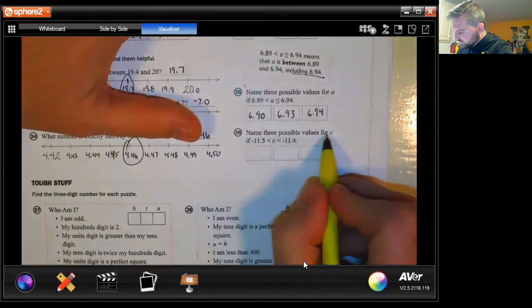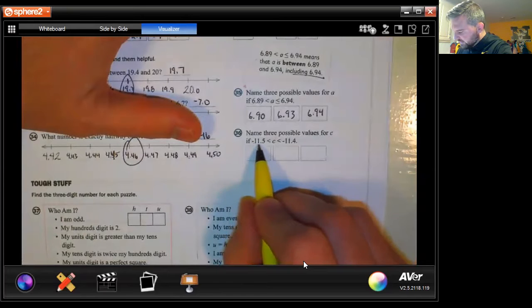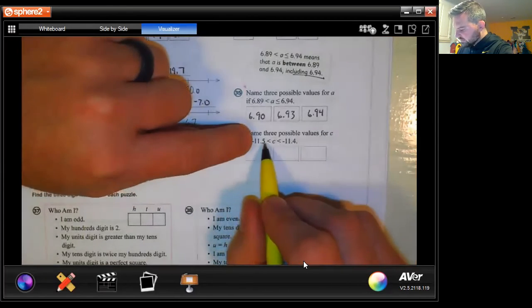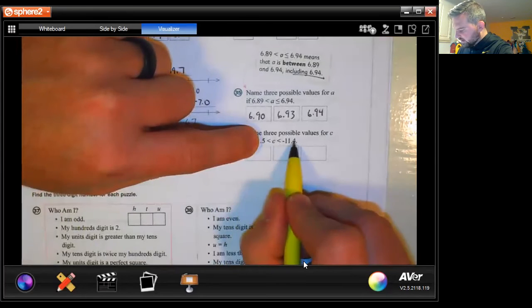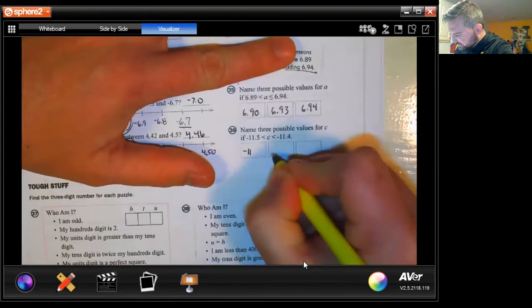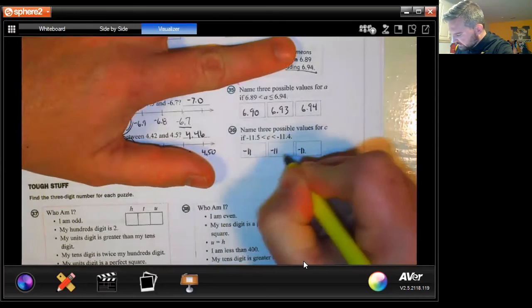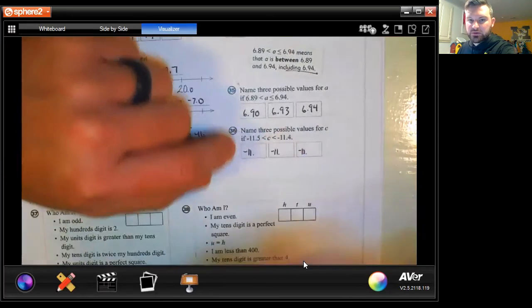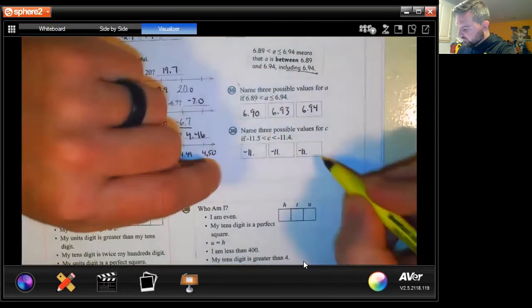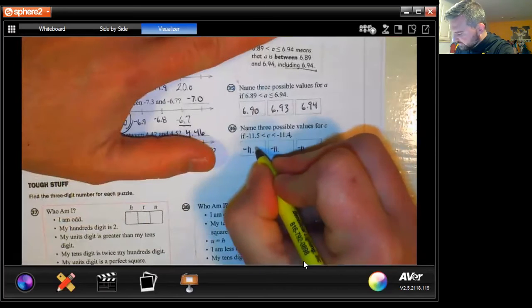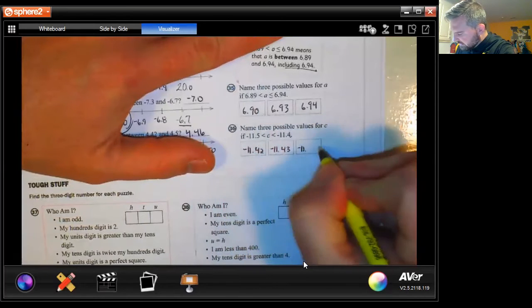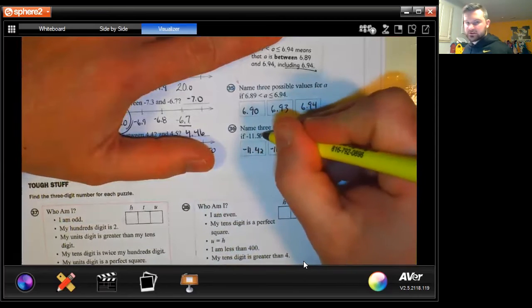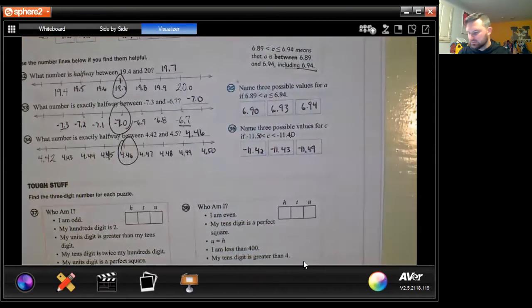Name 3 possible values for C if negative 11.5 is less than C is less than negative 11.4. So this is 50 and 40. Each one will have negative 11 point. And then I can't include the 0.5 or the 0.4 because there's no equal sign. So now I just need to write a number between 40 and 50. We could say 42, 43, and 49. You kind of need to add those extra numbers in there to really see what we're looking at.